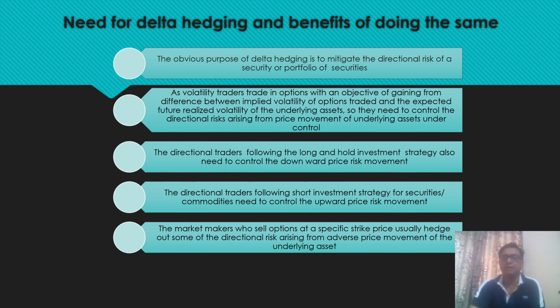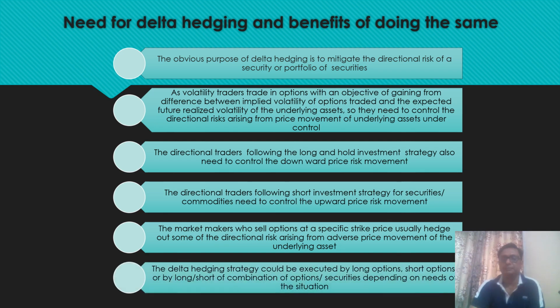Market makers who sell options at a specific strike price usually hedge out some of the directional risk arising from adverse price movement of the underlying asset. The delta hedge strategy could be executed by long options, short options, or a combination of long and short option securities depending on the needs of the situation.